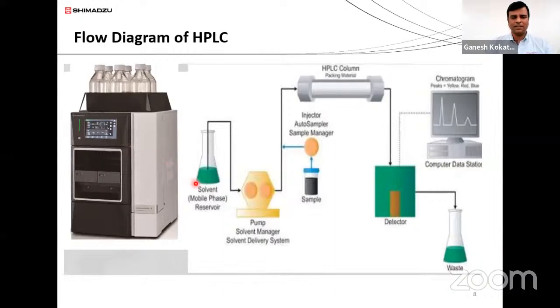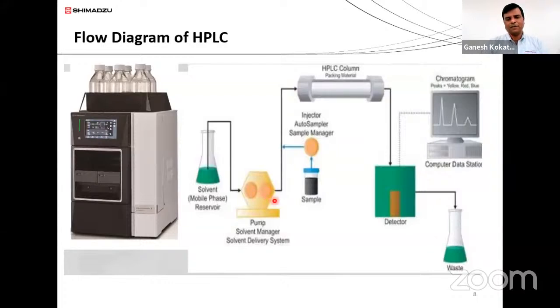So how does it work basically? Normally the solvent reservoir, or the mobile phase, is kept over here and it goes towards the pump. I'm just explaining the flow diagram of HPLC, and how it helps to analyze the sample. We keep the mobile phase in the reservoir. The mobile phase comes to the pump, which is either binary or quaternary. We'll let you know the different types of pump as well.